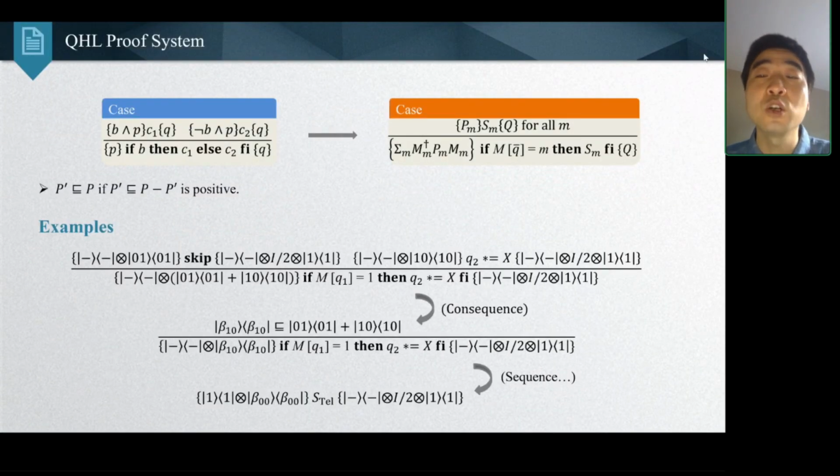It's very similar to classical, but slightly different in the sense that for the case rule and the while rule, we have to perform measurement for program branching. But when we perform measurements, they will collapse the state. So here we have the precondition on the right-hand side. You can see it will be a normalization, M dagger P M, which denotes the state after the measurement.